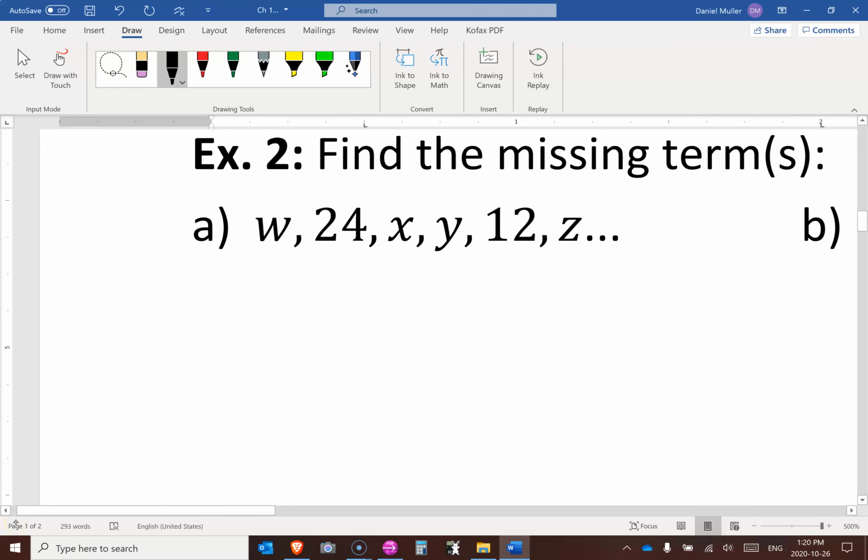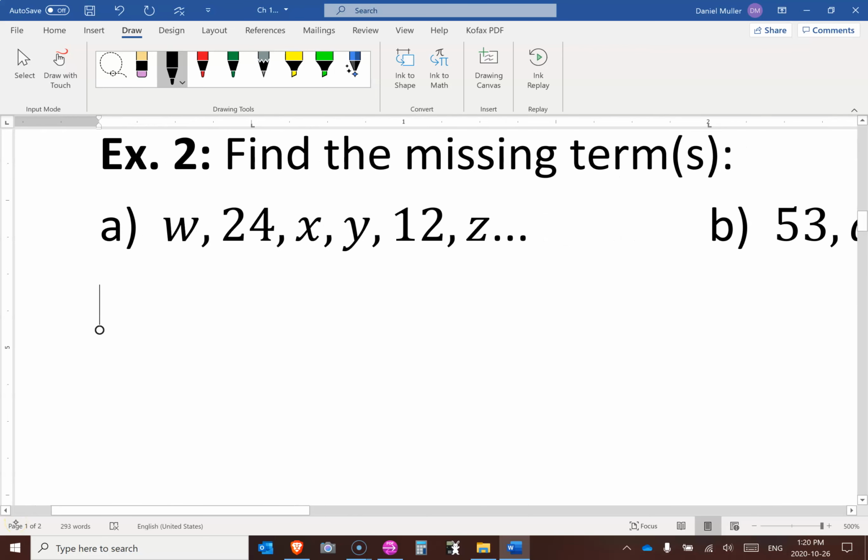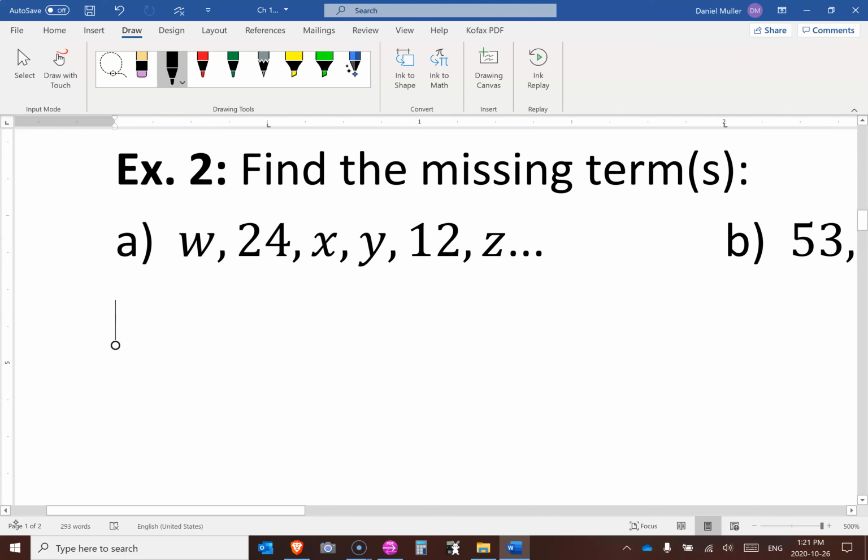All right, now we're going to look at example 2, finding the missing terms. So like I said before, an arithmetic sequence is a list of numbers, separated by commas here. To get from one number to the next, we have to add some common difference. So let's see, what does it take to get from one to the next? I don't actually know, so I guess we need to find out what our common difference is.